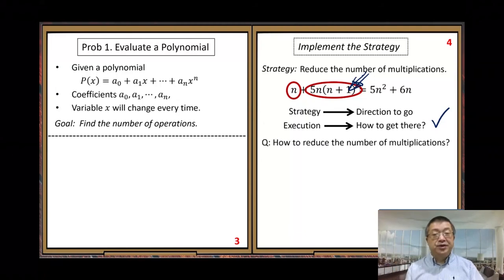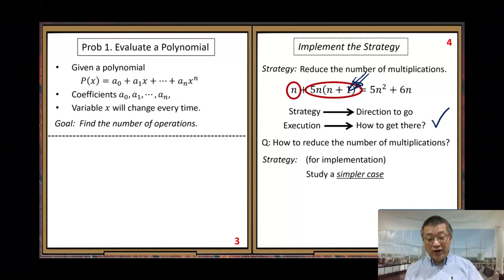Question: how to reduce the number of multiplications? So, a new question, another sub-problem we need to solve. To solve this problem, we need strategy. Each step, we need strategy. Here, we need to study a simpler case. Remember, we used this before. So here, another time using this strategy.